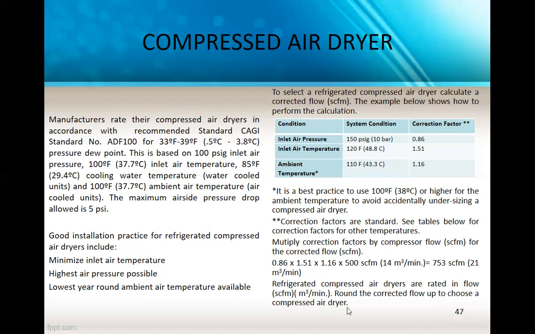So this is the correction factor for this temperature, 1.51, and this is 0.86, this is 1.16. Why? Because your standard is 100. So here, we are air-cooled. At 100, this is 1.16. Because you are at 110. Here, it is 100 PSI gauge, so your factor is 0.86. That is why 120 inlet air temperature, 120 Fahrenheit. So your 1.0 is 100. So the factor here is 1.51.